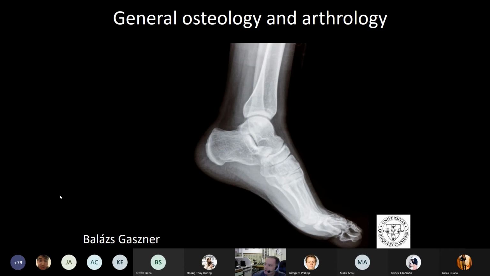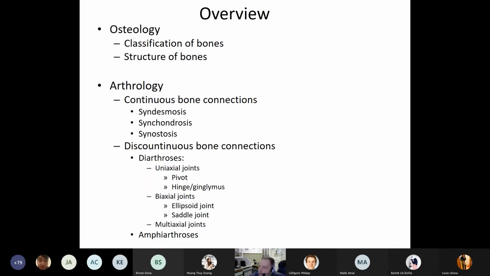General osteology and arthrology. What I'm going to talk about is the bones first, a very brief summary of the classification of the bones and the structure of the bones, very briefly, and then I will talk longer about the joints, what kind of joints we have.